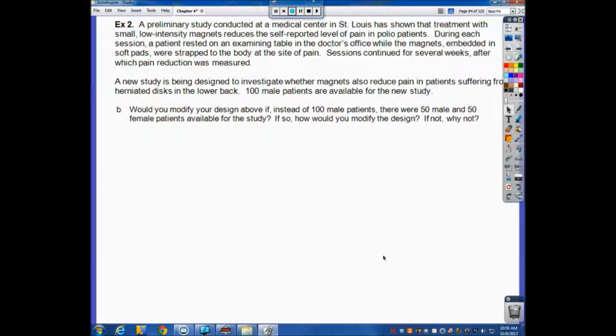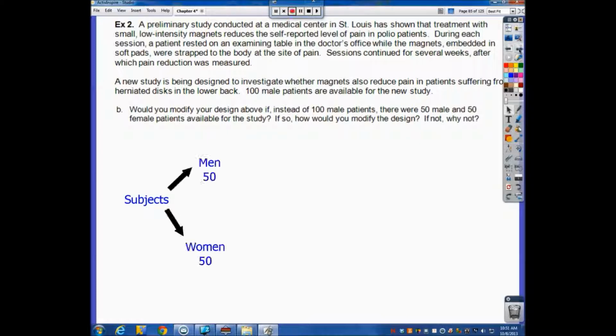And then part B says, would you modify your design if, instead of 100 male patients, there were 50 male and 50 female patients available for the study? If so, how would you modify the design, and if not, why? Well, we don't really know if males and females respond differently to magnets, so we might go out on a limb and say, maybe there will be some difference. Maybe, we don't really know. So why not go ahead and introduce a block design? And let's split up by gender.